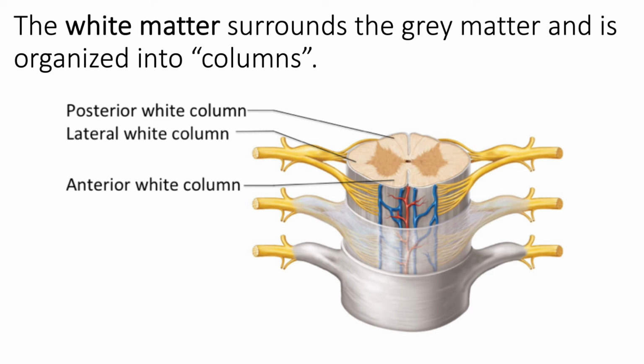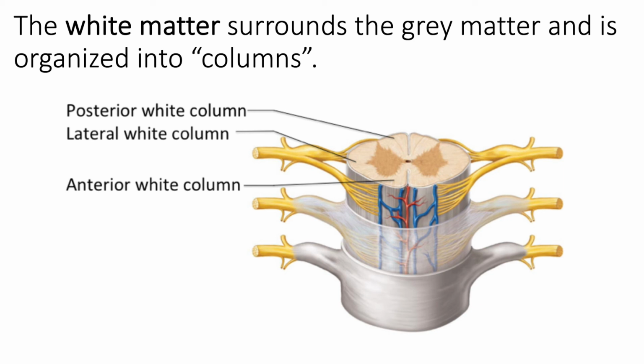Myelin is a fatty substance, and so it has a white appearance. That's what white matter is. And we have white matter in the brain as well. And when we look at the brain, we will see how it is organized. Like gray matter, white matter is organized directionally as well.